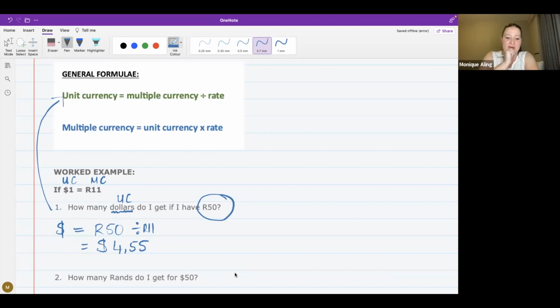Whitney, how did you get that amount? Do you perhaps want to tell us over mic? Oh, other way around. You take the amount we're looking at, divide by the exchange rate. The rate is the exchange rate. The exchange rate is our 11 Rand, okay?